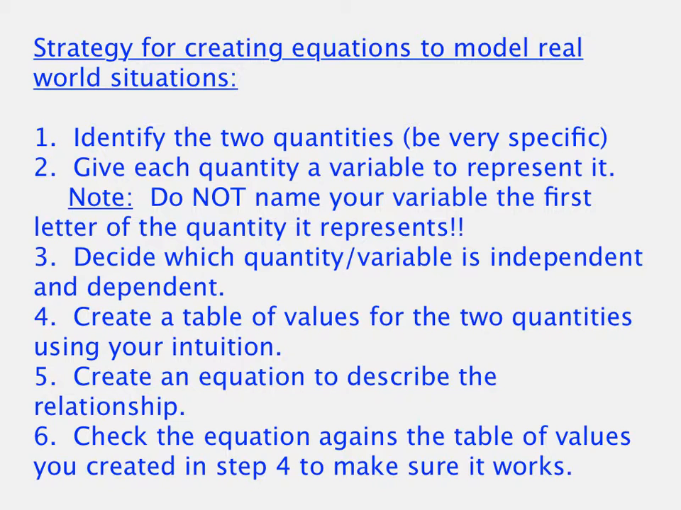Third, of course, decide which quantity variable is independent and dependent. Now, you don't have to do this fourth step, but I find it really helpful, which is to create a table of values for the two quantities, just using your intuition. And I find that making that table of values really helps with creating the equation to actually describe the relationship. And once you think you've created that equation, it's a great idea to just check it against the table of values that you made to make sure it's right. So let's go ahead and try some.